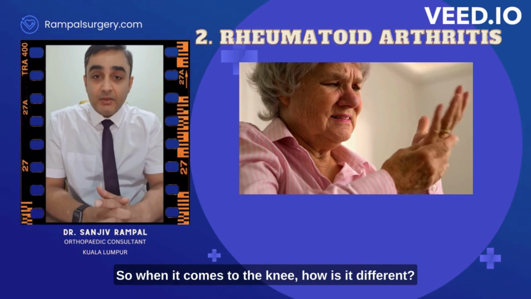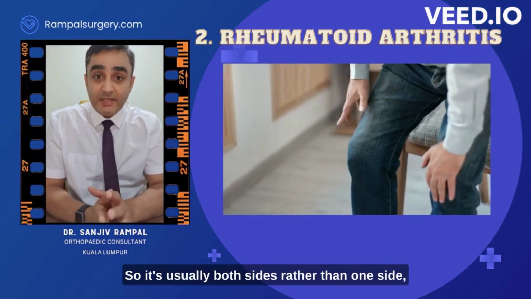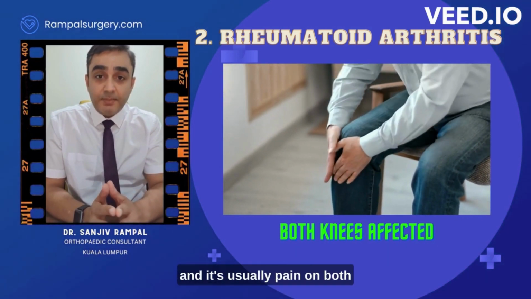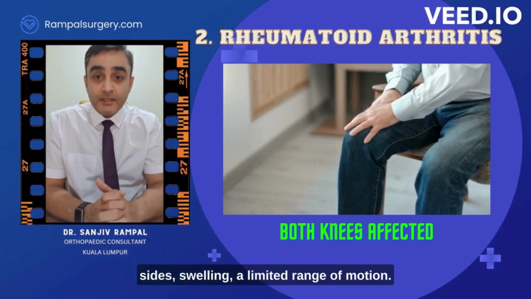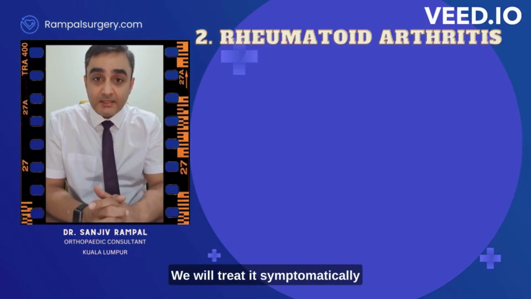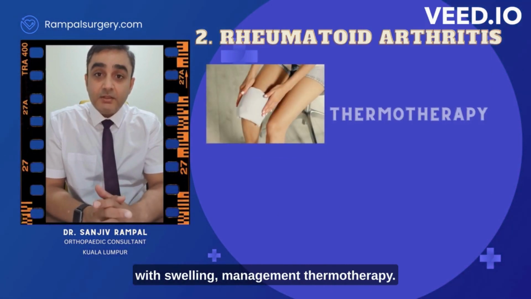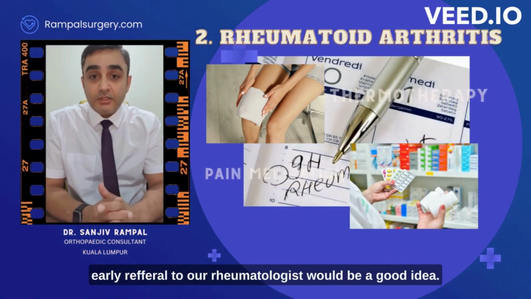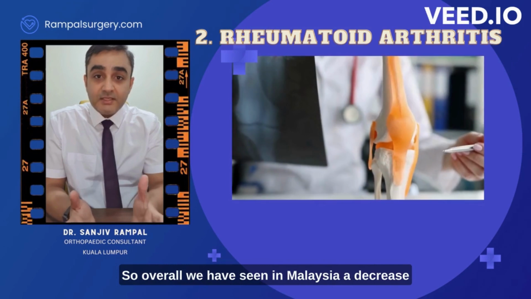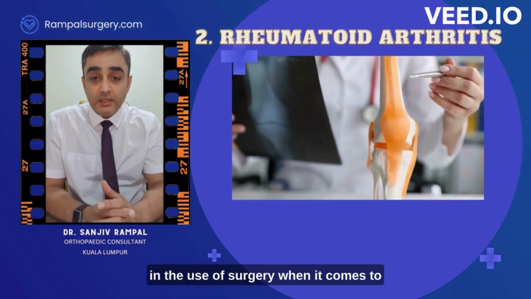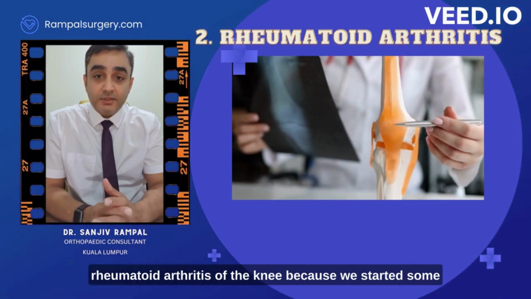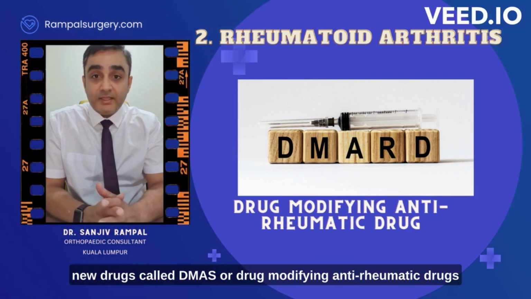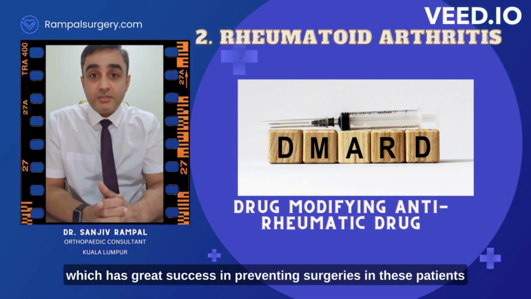So when it comes to the knee, how is it different? It's usually both sides rather than one side. It can occur insidiously or acutely, and it's usually pain on both sides, swelling and limited range of motion. So how would we treat it? We would treat it symptomatically with swelling management and thermotherapy. We would also start some anti-inflammatory drugs, and an early referral to a rheumatologist would be a good idea. Overall, we have seen in Malaysia a decrease in the use of surgery for rheumatoid arthritis of the knee, because we started some new drugs called DMARDs, or disease-modifying anti-rheumatic drugs, which have had great success in preventing surgeries in these patients.